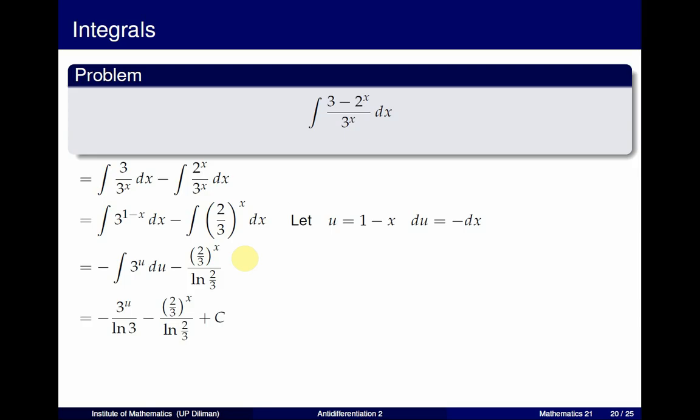There's still a u here, so what do we do? We substitute back into x using the substitution rule here. So that means our final answer will be negative quantity 3 raised to 1 minus x all over ln of 3 minus the quantity 2/3 raised to x all over ln of 2/3 plus c. And that's the final answer. So let's take a moment to digest the solution.